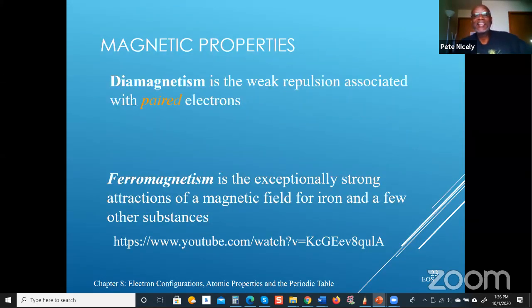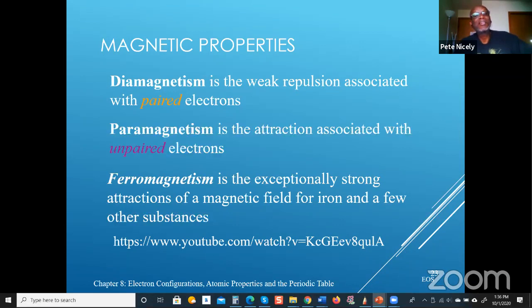Okay, what next? I think this will be the very last topic for today. So let's talk about magnetic properties, another consequence of the electronic configurations of elements. There are three main types of magnetic properties displayed by elements. You have what is known as diamagnetism, which is the weak repulsion associated with paired electrons. Then you have paramagnetism, which is the attraction associated with unpaired electrons. And then you have ferromagnetism, which is the exceptionally strong attraction of a magnetic field for iron and a few other substances. Now, the focus of our discussion when it comes to magnetic properties will be paramagnetism, all right?